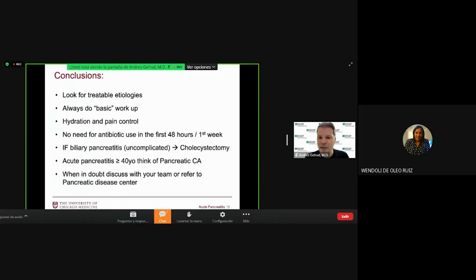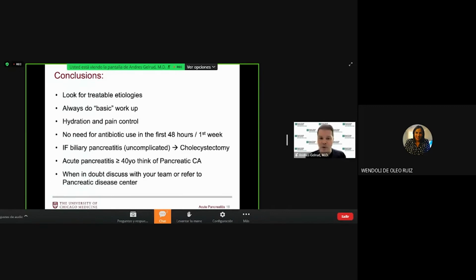There's no need for antibiotics in the first 48 hours. And I would say even the first week. Remember, of course, if a patient has ascending cholangitis, that's a different creature. If biliary pancreatitis, uncomplicated, make sure that the gallbladder is out before the patient leaves the hospital.